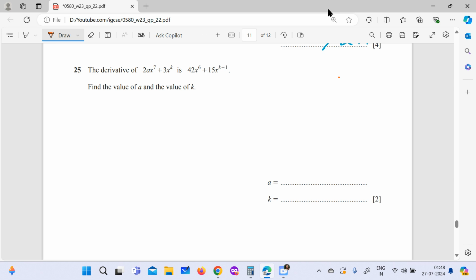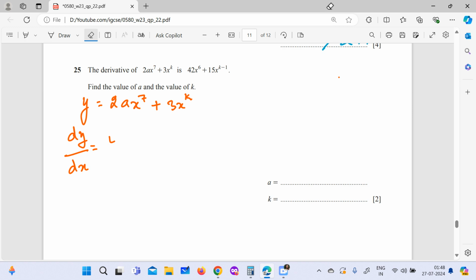Okay, so the derivative of 2ax to the power of 7 plus 3x to the power of k is 42x to the power of 6 plus 15x to the power of k minus 1. Okay, so find the value of a and the value of k. So what this question says is that you have a function y that is equal to 2ax to the power of 7 plus 3x to the power of k. Okay, and already they have given you the derivative, which means they have given you dy over dx.